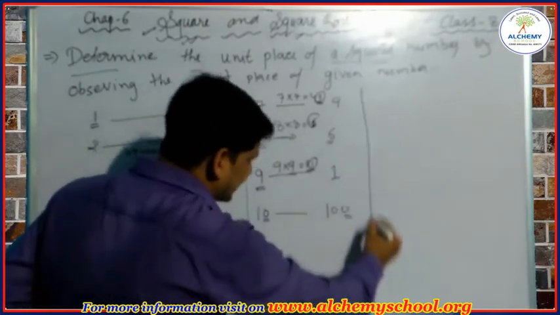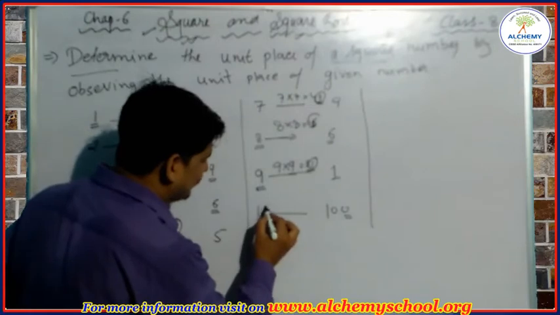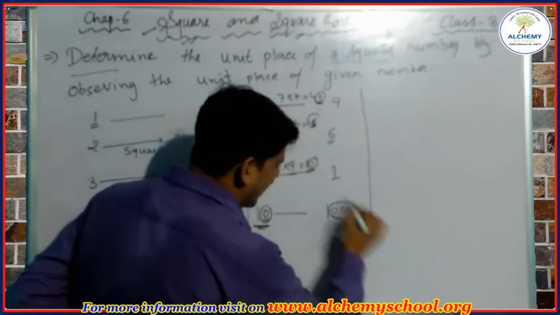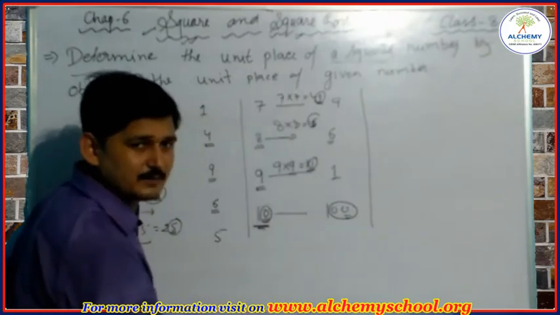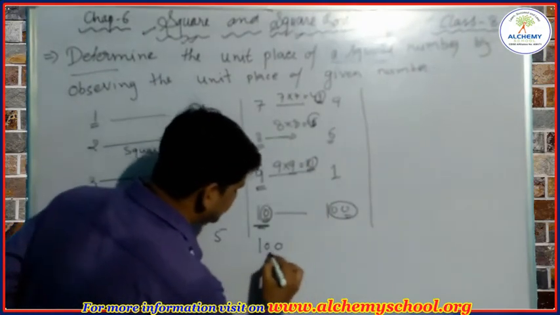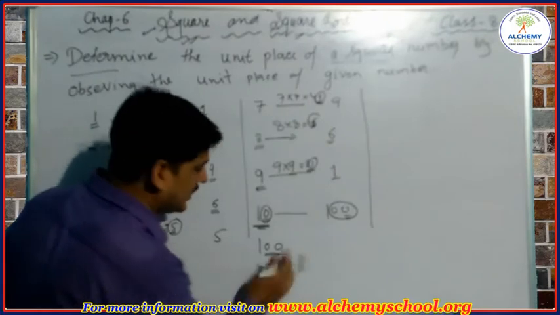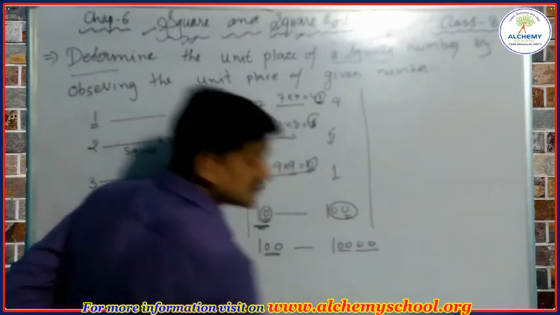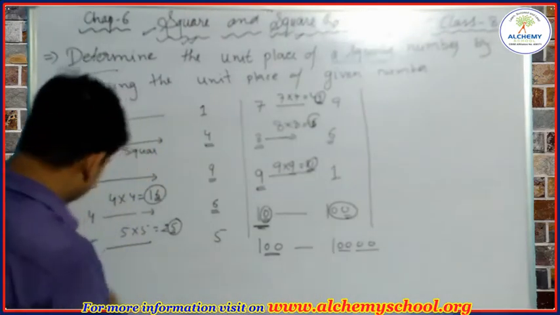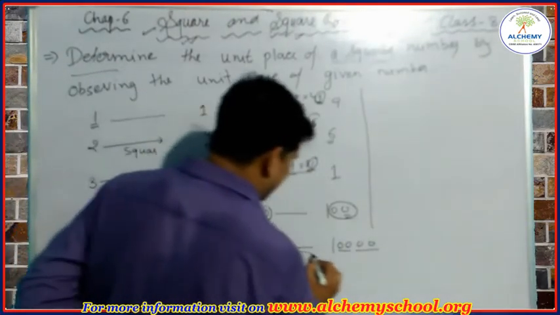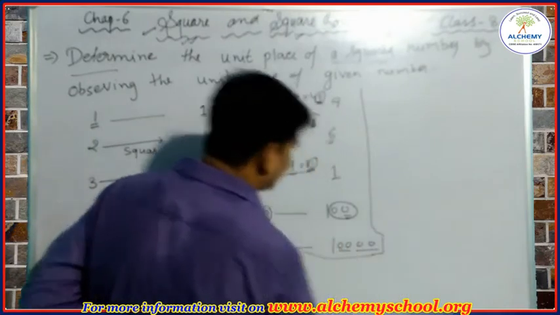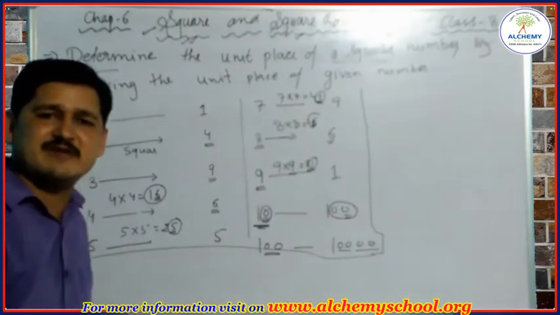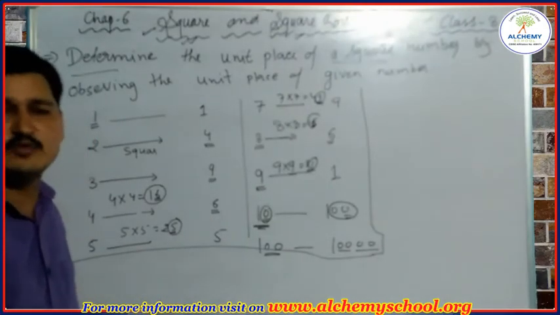One thing is important to understand: if we have 1 zero at the end of the number, we get 2 zeros at the end of its squared number. If we have 2 zeros at the end of the number, we get 4 zeros in its squared number. Students, these are the things that we have to understand while we observe the given number. By observing the unit place of any number, we can easily say what will be the unit place of its squared number.